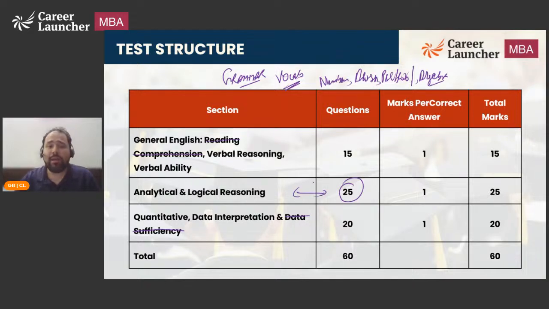My general recommendation is do not spend more than 7 to 8 minutes on general English. Look at roughly about 25 minutes in quant, and you will see you are left with about 28 odd minutes with analytical reasoning and logical reasoning. That is predominantly how I would recommend that you approach this paper in terms of how to maximize your score. I hope this part is clear to everybody.